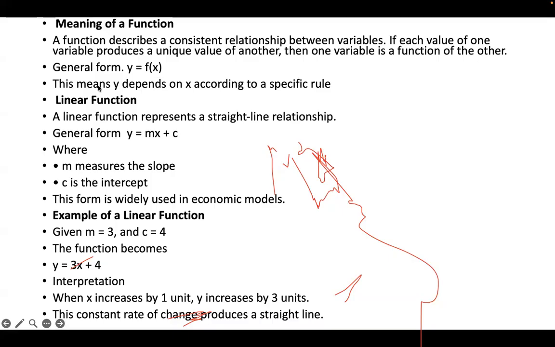So we are saying that when y is a function of x, when you are writing it in the linear function form, you say y is equal to the slope times x, plus the intercept. So the x and the y can change, but the c and the m will not change. This form is widely used in economic models. So just know how a linear function is represented.